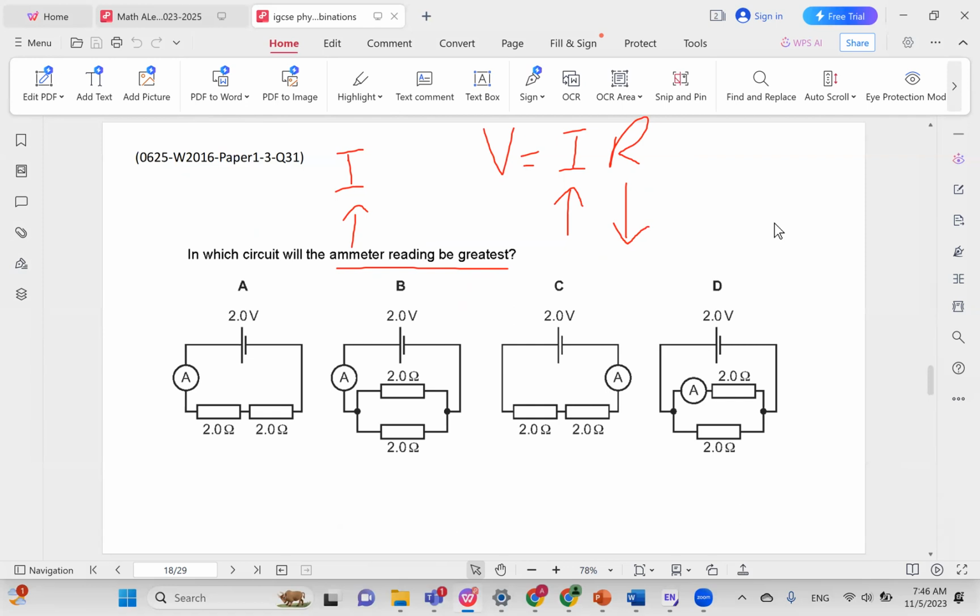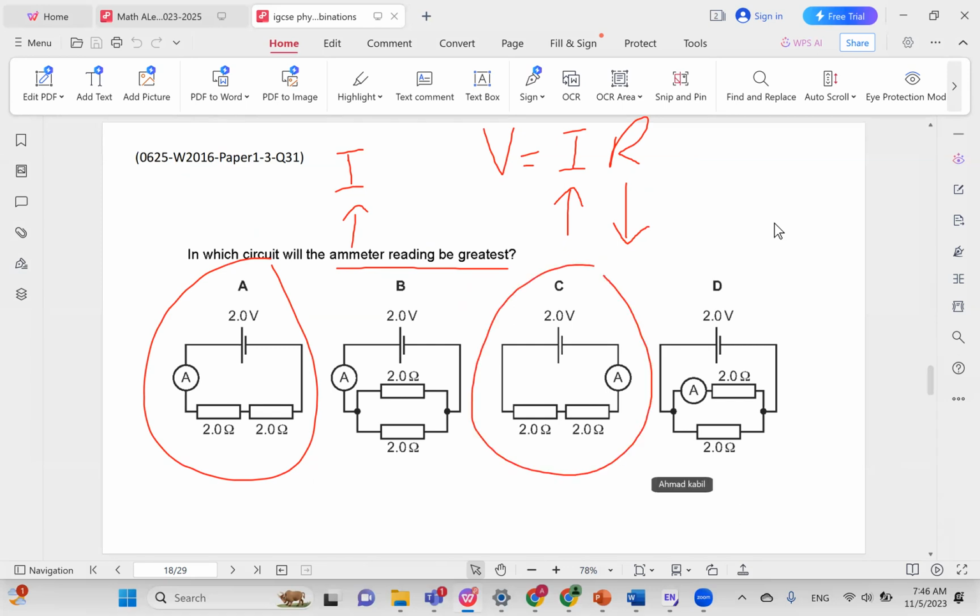Well, first of all, analytically as well, you should figure out that A and C are exactly the same. The ammeter is going to read the exact same amount. So how does that help me? If both of them are exactly the same, they're both definitely wrong, because why would I choose A and not C? Or why would I choose C and not A? That doesn't make sense. So we can just remove these two from consideration.